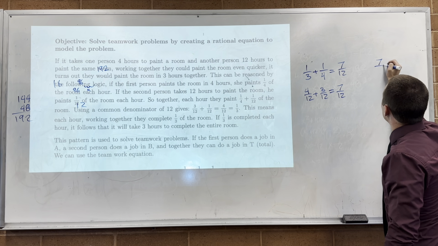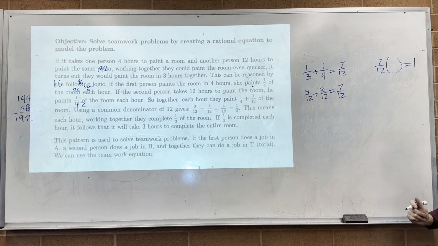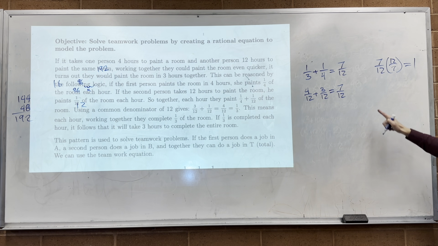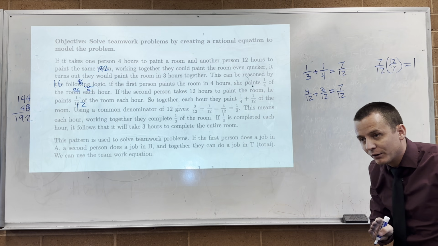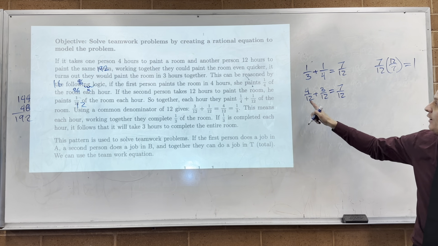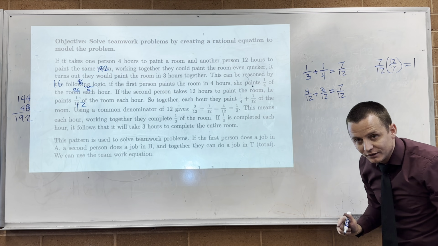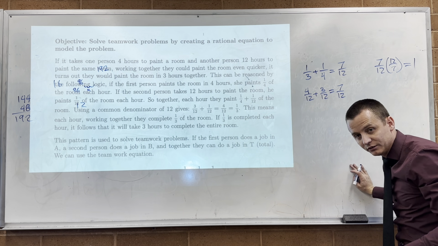If I'm doing 7/12, here's how much I do every hour. How many hours do I have to do it to get 1 job done? It's 12/7 of an hour. 7's cross cancel, 12's cross cancel, and we get 1. So if you're doing 12/7 of the room every hour, it takes you 7/12 of an hour. If I'm doing 1/3 of the room every hour, it takes me 3/1 hours. If you're doing 1/4 of the room every hour, it takes you 4/1 hours.